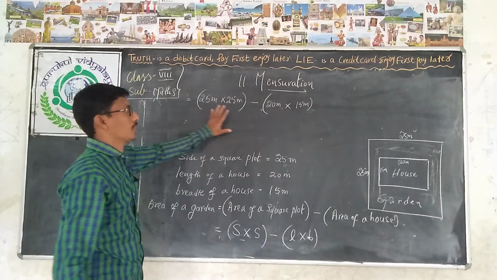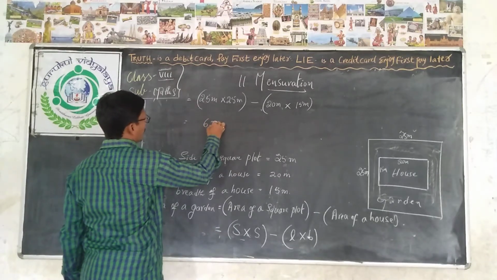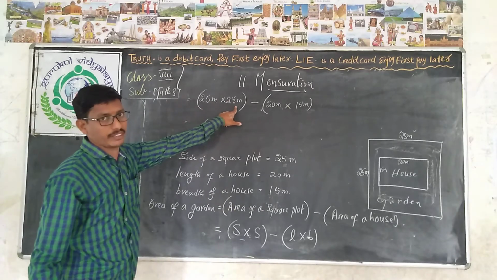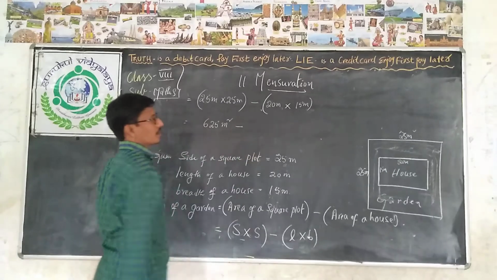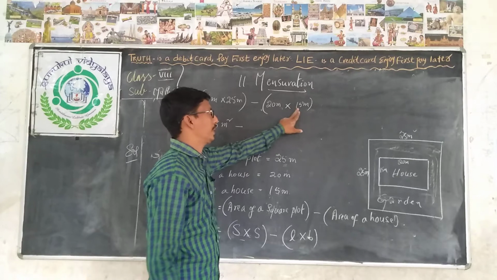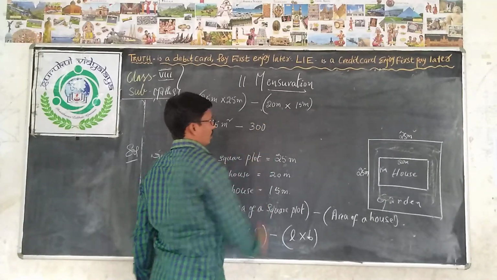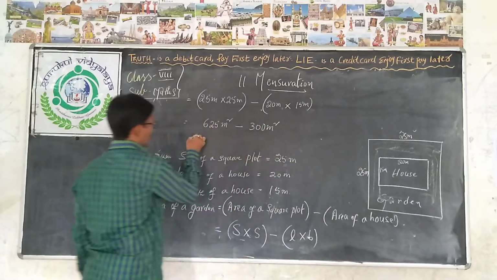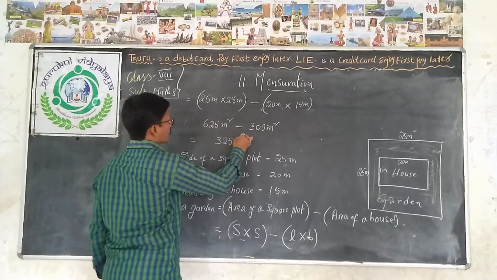25 into 25, that is 25 square, which is 625 square meters. Because here the units also should be multiplied, children: meters into meters, square meters. Minus 20 into 15. Very simple multiplication: 15 twos are 30, and here one more 0 is there. Meters into meters, square meters. So that is equal to 625 minus 600, which is 325 square meters.